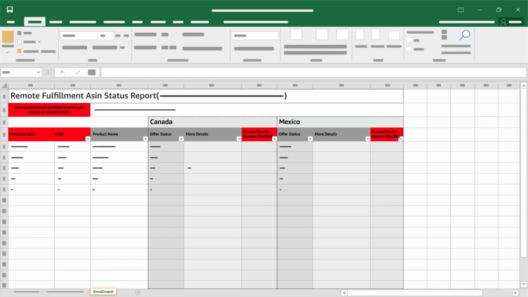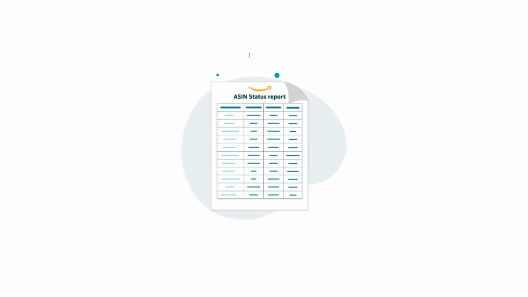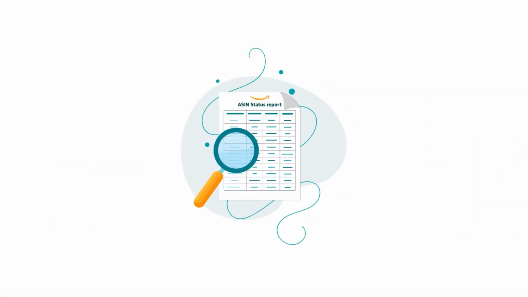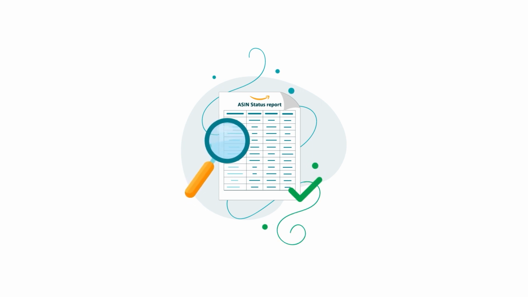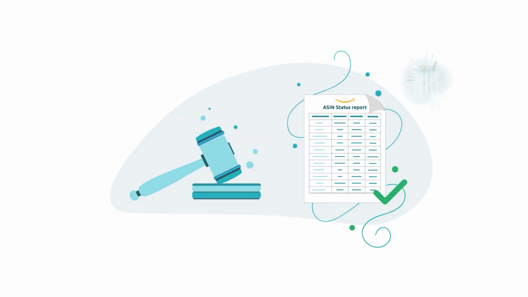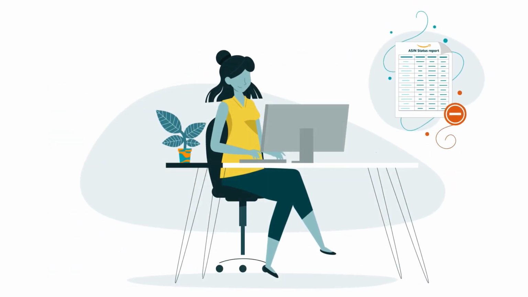On the Enrollment tab of the report, you will be able to review ASIN status on your entire FBA selection, including ASINs that are enabled, eligible, and enrolled, ineligible, or requires action to enable. You can unenroll enabled ASINs at any point.